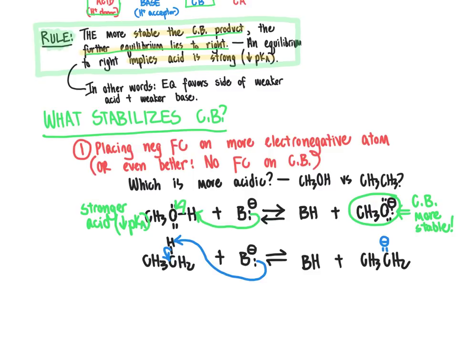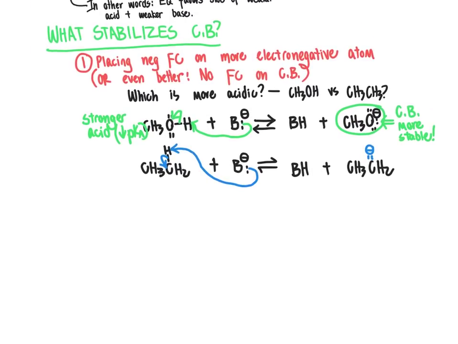We can go down to the second item on our list now of factors that will stabilize conjugate bases. And the second factor that we're going to talk about for stabilizing conjugate bases is going to be having the negative formal charge on the larger atom for atoms that are in the same group of the periodic table. So this particular guideline, as we go through different ways to assess the stabilities of conjugate bases, is going to apply only to atoms that are in the same column of the periodic table.